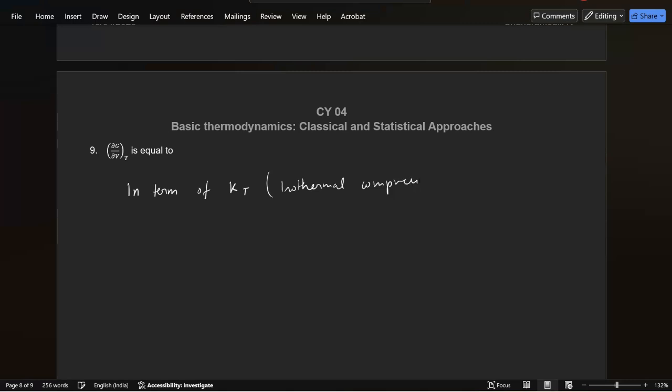So this is what you have to do. What we need is: what is the formula for isothermal compressibility kappa T? It is equal to minus 1 by V, del V by del P at constant temperature. Correct. So this is the isothermal compressibility. So we need something along these lines. We have to transform this del G by del P to something like del V by del P. So that's what we are going to do now.